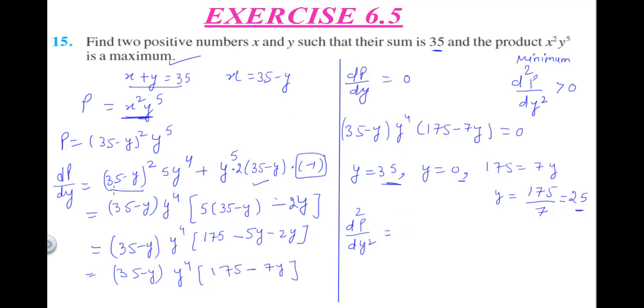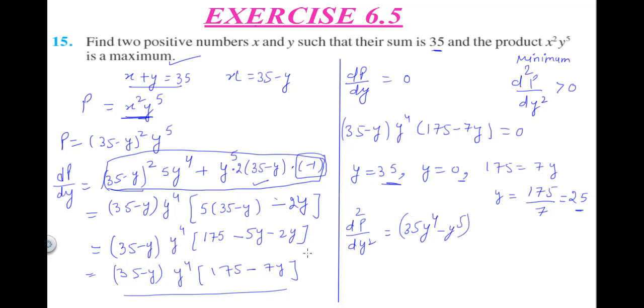Okay, so differentiating it again, this is the expression that we got, right? Or we can solve this also. It is 35 y to the power 4 minus y to the power 5, if I multiply this y inside, and (175 minus 7y). So when we are finding the differentiation of it, we will write d by dy of this. So again we will be using the product rule.